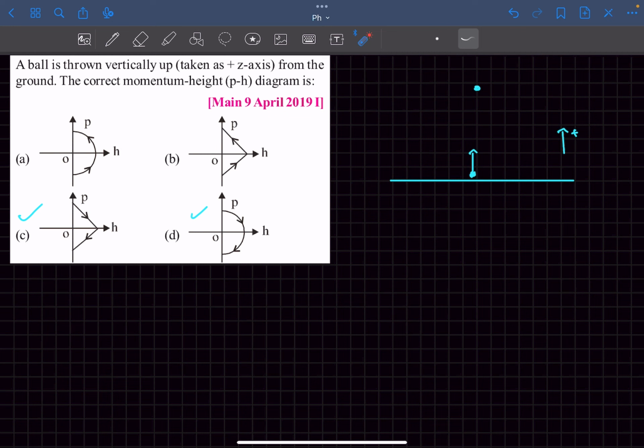Now, between option C and option D, one curve is linear and the other is varying as something else. So let's see. So using the kinematics 1D formula, let's say this height is h. So we can write the velocity at h to be u squared minus 2gh. Now clearly you can see the velocity is varying with height as a parabolic function. So option D would be the right answer.